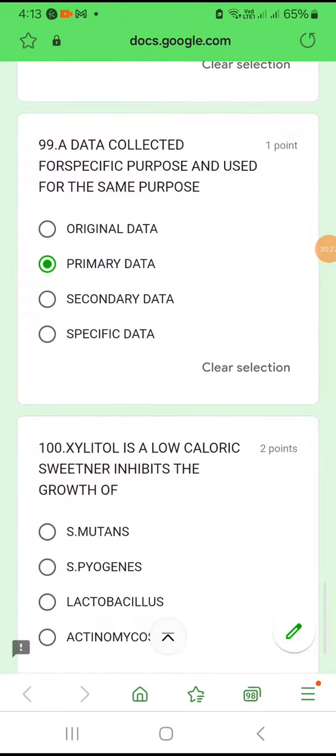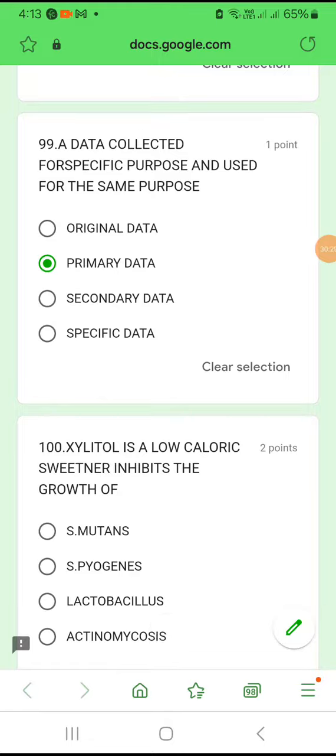Last question. Xylitol is a low caloric sweetener, inhibits the growth of which organism? Streptococcus mutans, Streptococcus pyogenes, Lactobacillus or Actinomycosis. Xylitol will inhibit the growth of Streptococcus mutans.